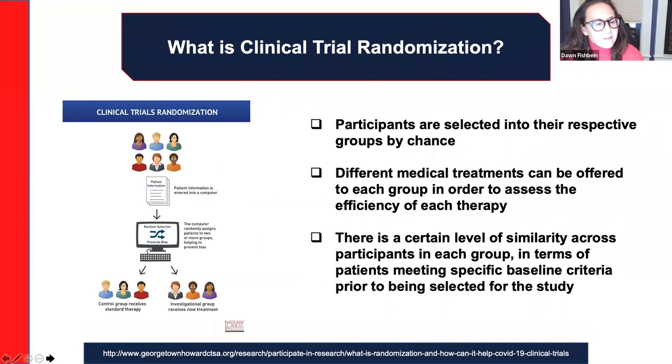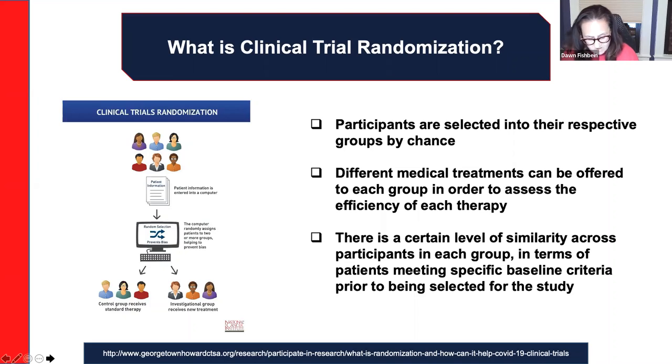So this cartoon on the left is just showing that after consent, we take different information and we enter it into a computer, and then the participants are selected by a randomizing program. And this is by chance, not by choice. Neither the participants, their physicians, the study investigators, nor the coordinators can decide which arm they're going to be on. We've spoken about blinded trials before, but often they're randomized blinded studies, which is what even Rachel mentioned in some of the PrEP studies.